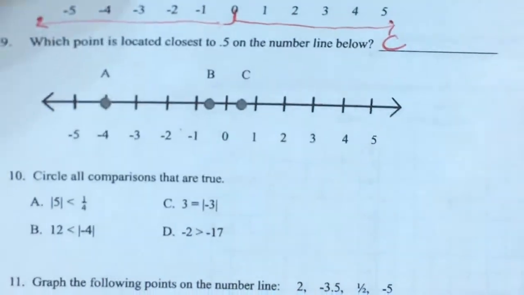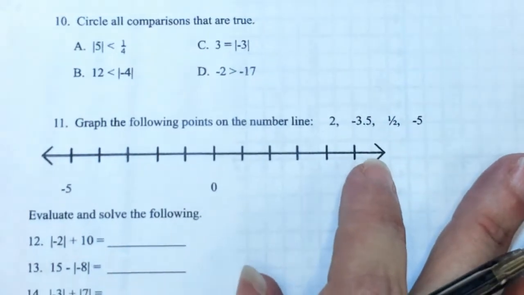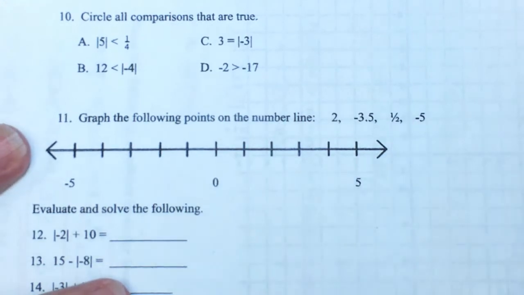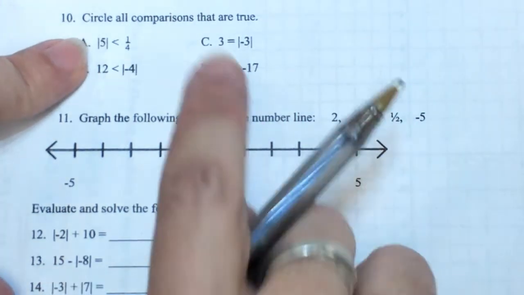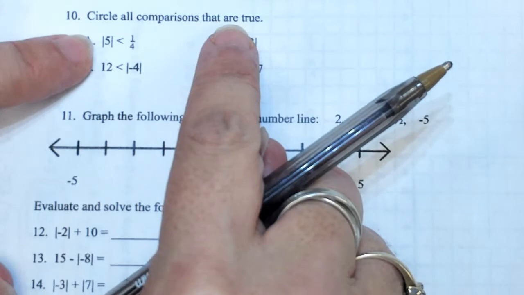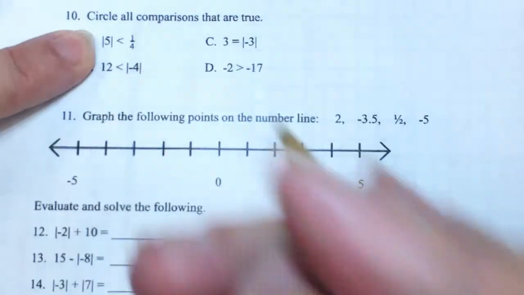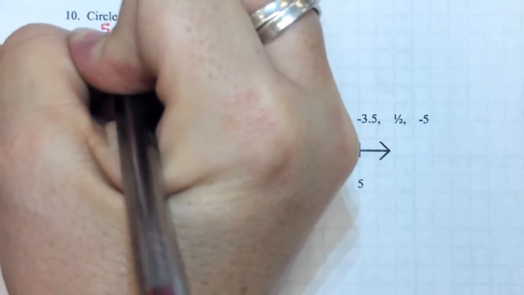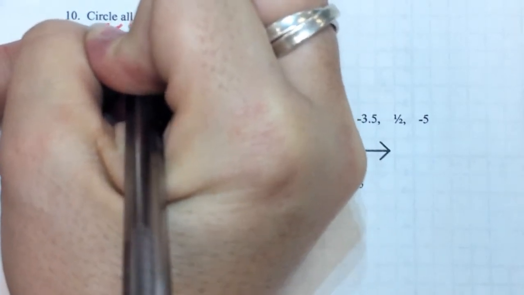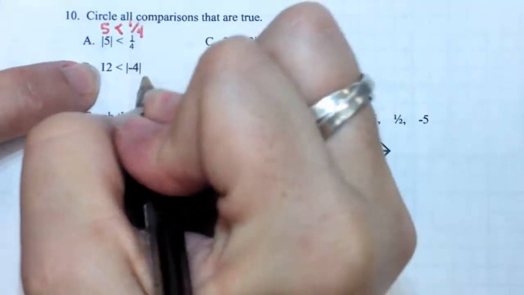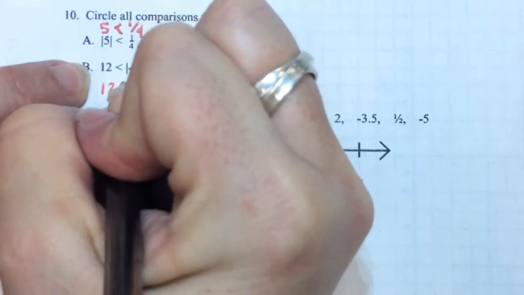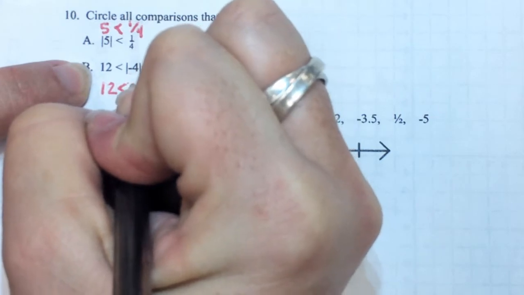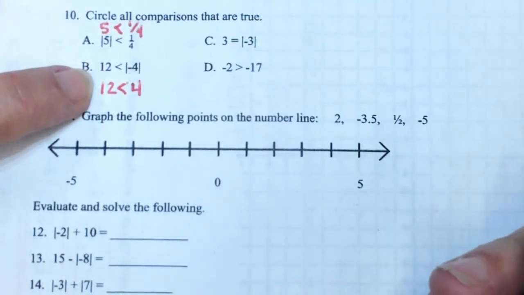Now, some of this next section is easy to miss if you don't do it slowly. Here we go. Letter A says circle the comparisons that are true. Now, the absolute value of 5 is 5. Is 5 less than 1/4? No. Okay. Is 12 less than 4? Listen, the absolute value of negative 4 is 4. Is 12 less than 4?